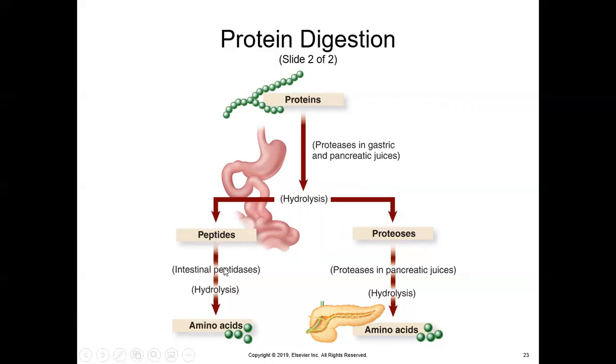Then the intestinal peptidases break down the peptides into amino acids. The pancreas secretes its substances into the duodenum of the small intestine, and the proteases in the pancreatic juices break down into amino acids as well. So you have intestinal peptidases and the proteases in pancreatic juices that all break down the protein into amino acids.